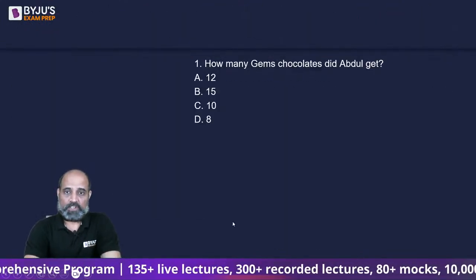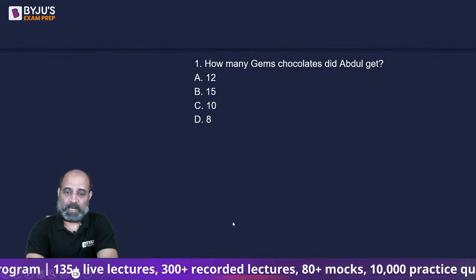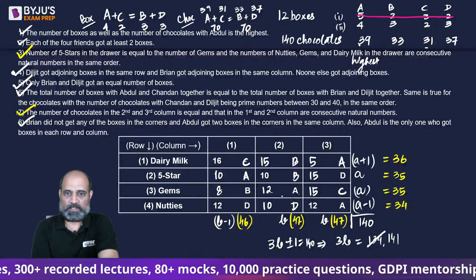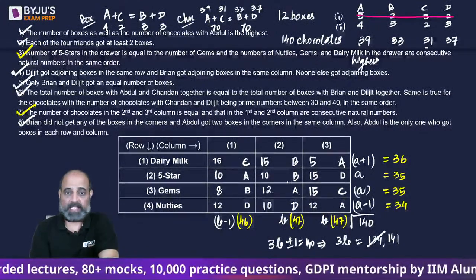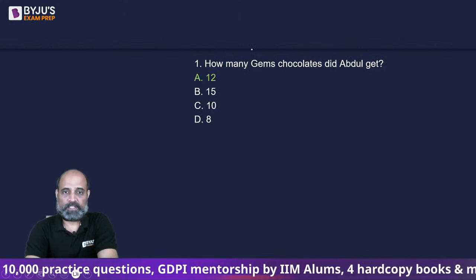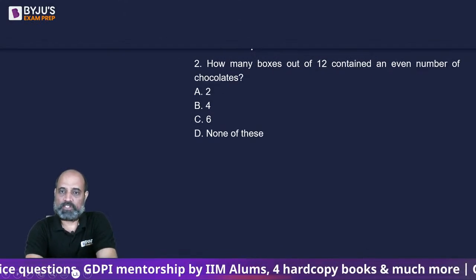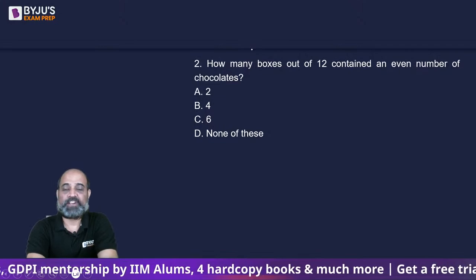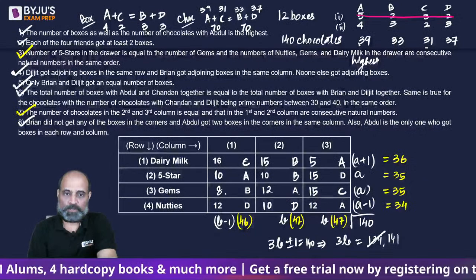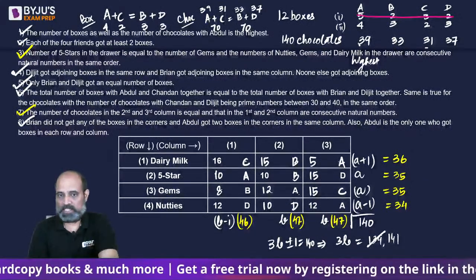Okay. So how many gems chocolates did Abdul get? Abdul gets gems. In gems Abdul got 12, right? Third row, second column. So it's going to be 12. Okay. How many boxes out of 12 contain an even number of chocolates? Even number of chocolates: 1, 2, 3, 4. First row, first column, all of them.